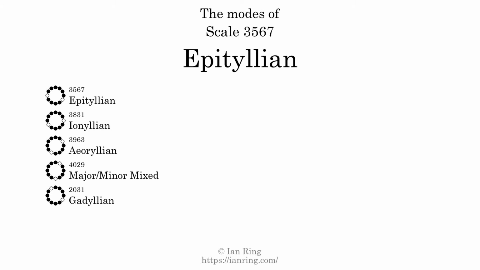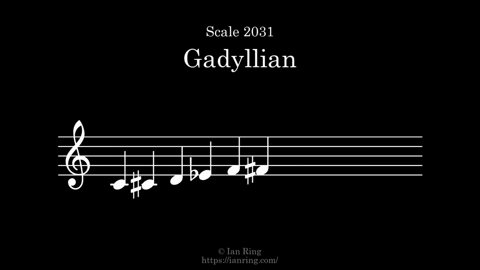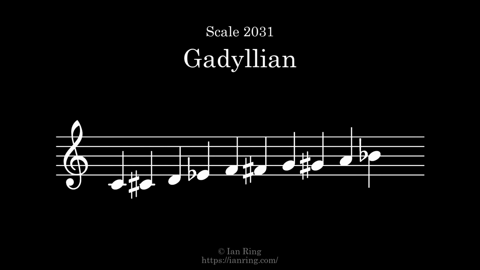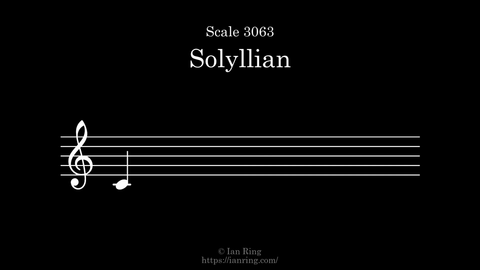The fifth mode is scale 2031, also known as Epityllian. It sounds like this. The sixth mode is scale 3063, also known as Epityllian. It sounds like this.